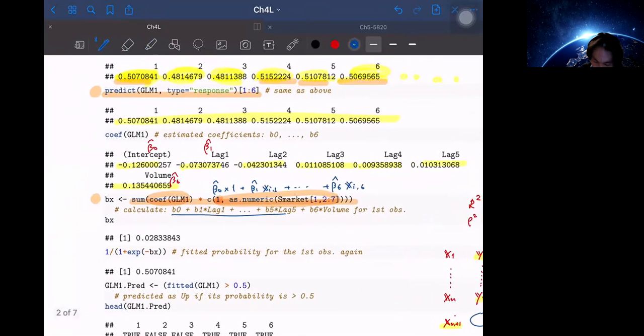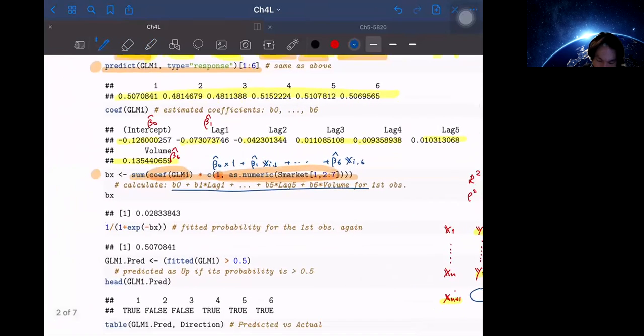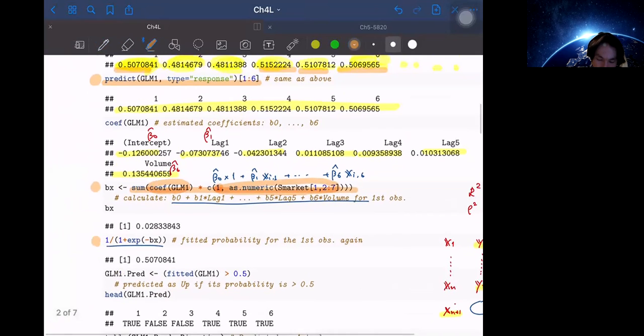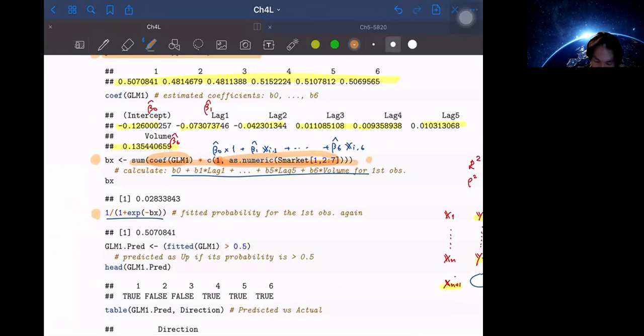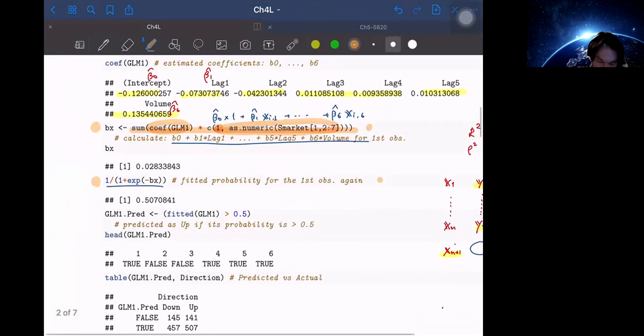So we can calculate this value. Then we put it into the logistic function to calculate the fitted probability. Then we get the same answer. So actually the fitted function or predict function basically does this calculation. Okay, so now we have calculated the predicted probability to go up for each day.